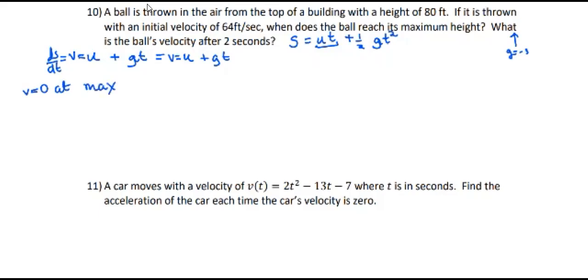And so we can just sub in values now. We have 0 is equal to u. u is 64. And then we chose our g to be negative. Negative, what's the value for g?